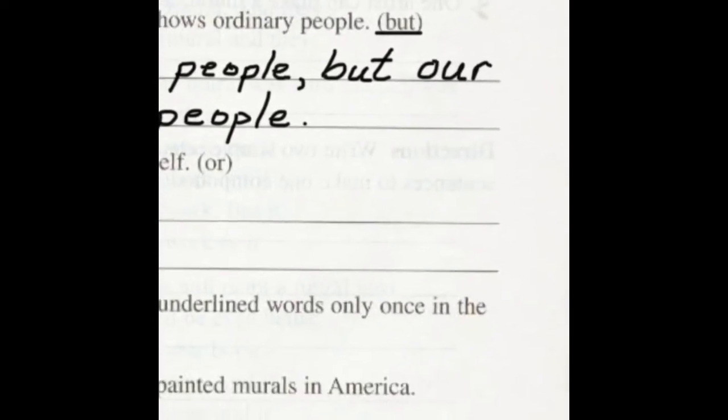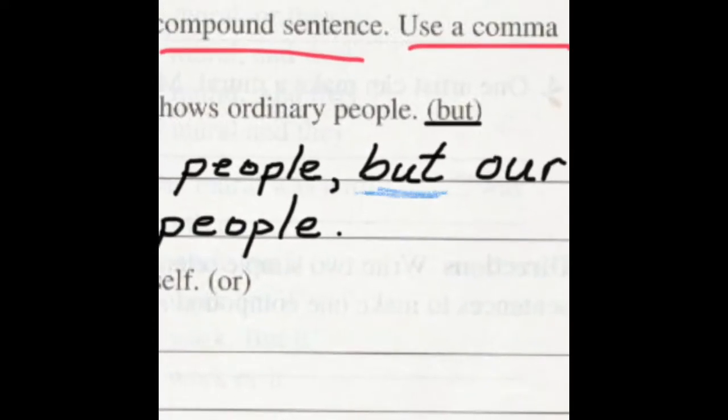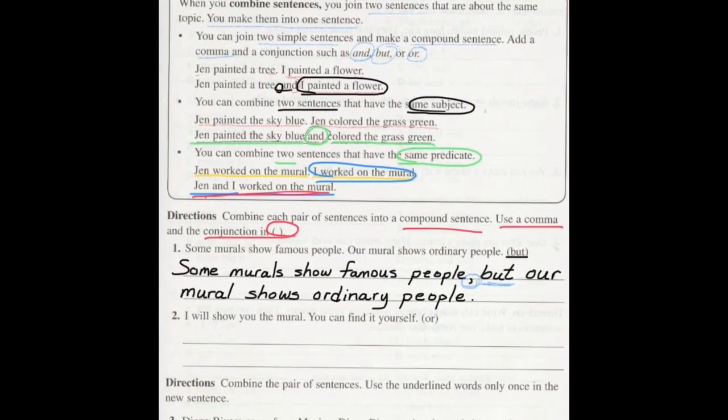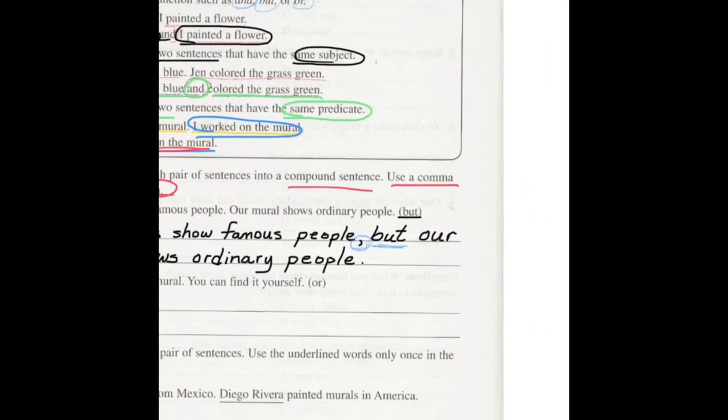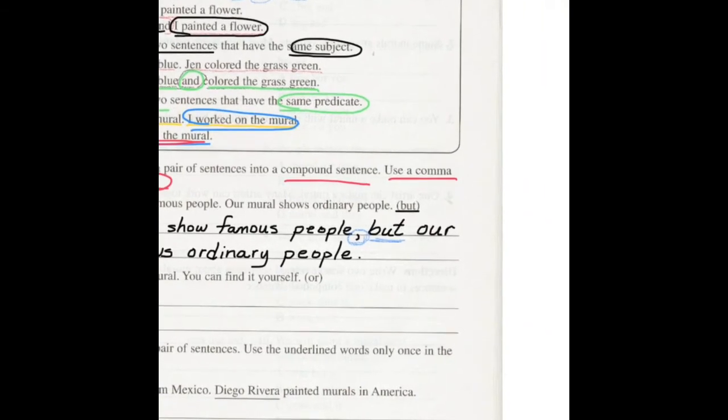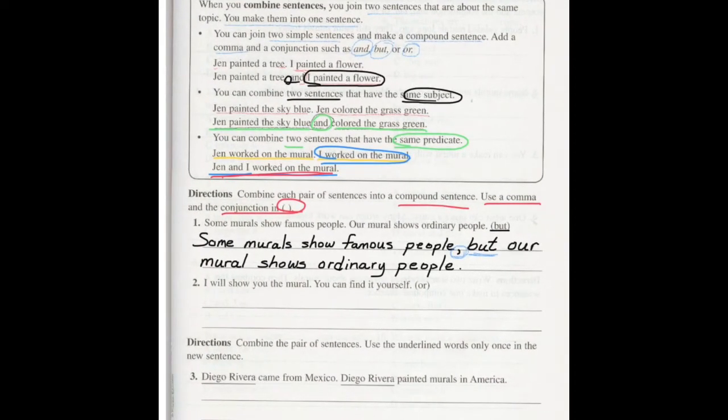So the big question is, I have my conjunction, but why do I have the comma before the conjunction? If I look at what I have written before the comma and the conjunction, it says some murals show famous people. By itself, that could be a complete sentence, that I could start with a capital and end with a period. And then after my comma and the conjunction, I have our mural shows ordinary people. That also by itself could be a complete sentence. So that's why I have the comma and then the conjunction.